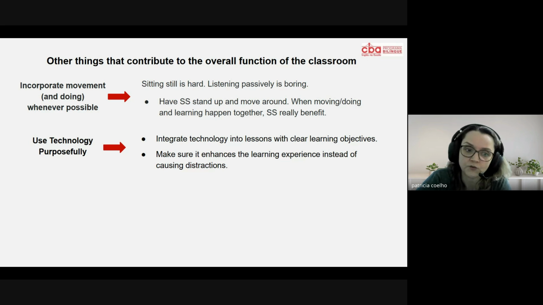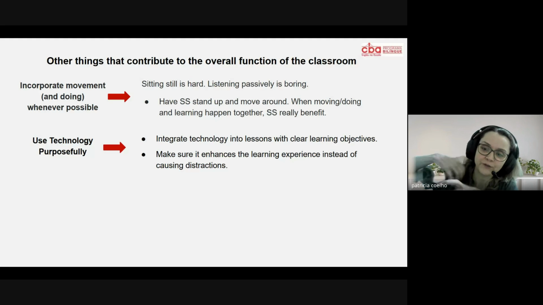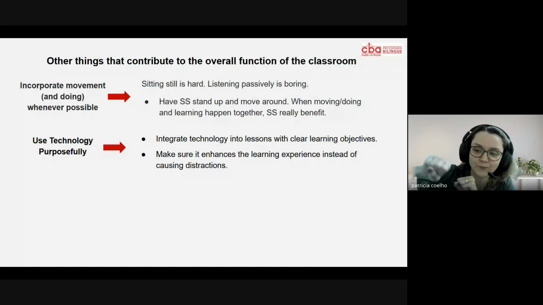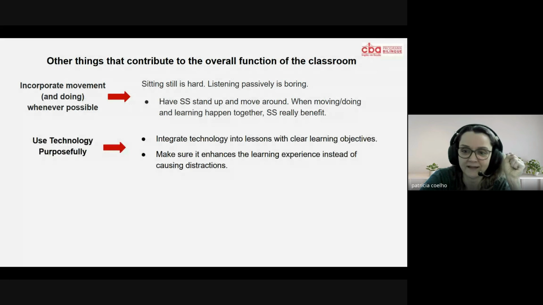Speaking of causing distractions, if everybody is doing an activity, some students have already finished, I don't think it's a good idea to invite them to your computer or give them your tablet for them to play, because the others will get distracted because they want to play too. Okay?